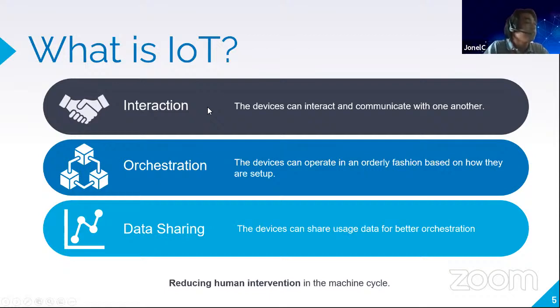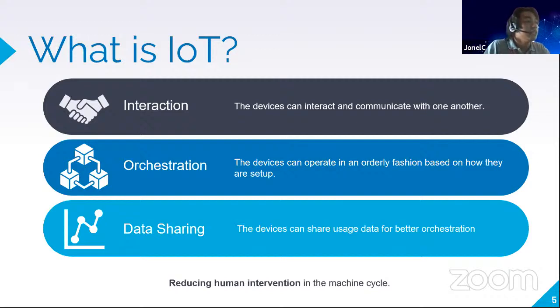So this first concept is interaction. The devices can now interact and communicate with each other via the network. And also orchestration. By this, it means that the devices can operate in a certain or an orderly fashion based on how they are set up.